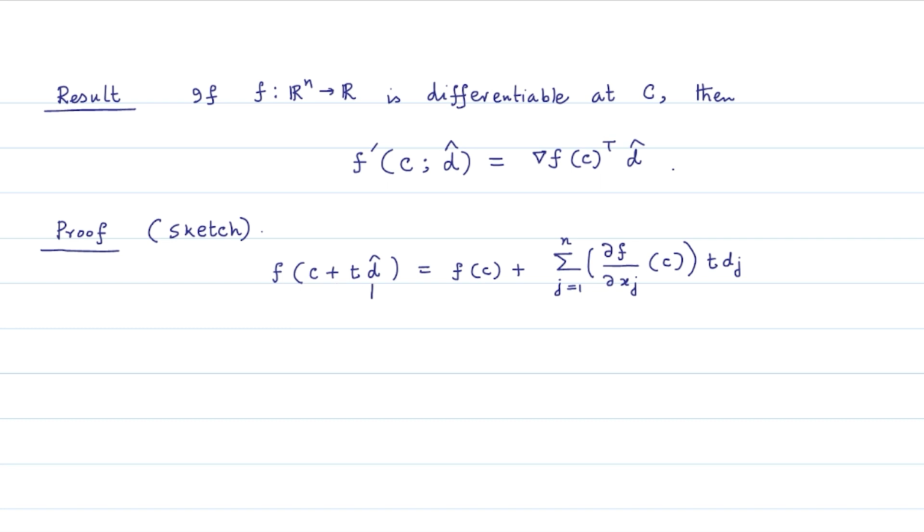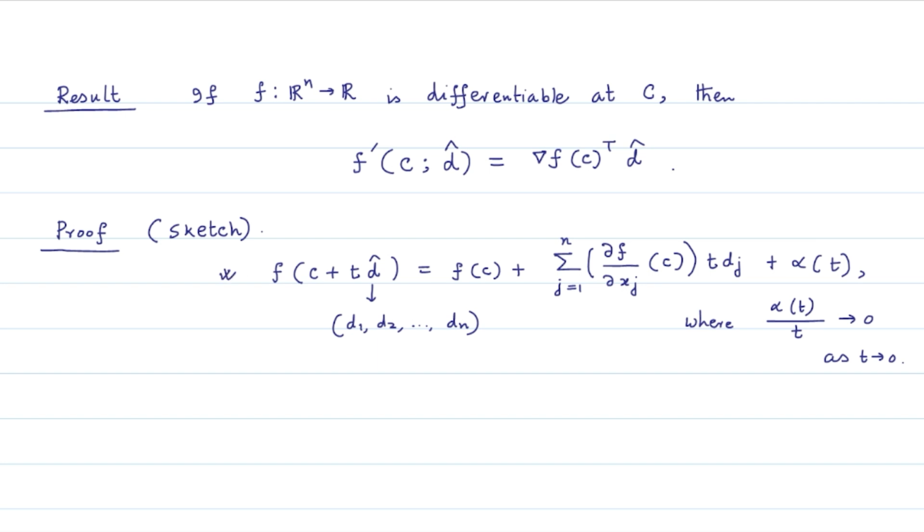If we are taking up this d hat, having components d1, d2 till dn, plus some function alpha of t d hat, where d hat is a constant vector, so we can just simply take a function of just one variable t over here, where alpha t over t tends to 0 as t tends to 0.